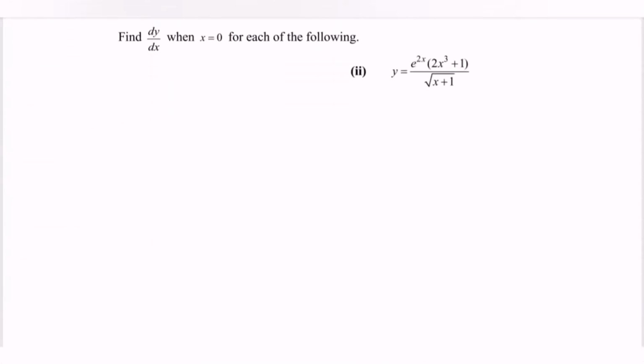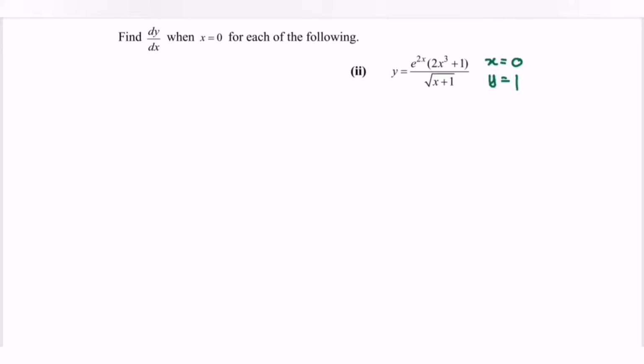Now we are going to discuss the second situation. As usual, before we further our discussion in the differentiation, it is better for us to determine the value of y. If the value of x equals 0, meaning that y equals e to the power of 0 times 1 over 1. So finally, y will be equal to 1.